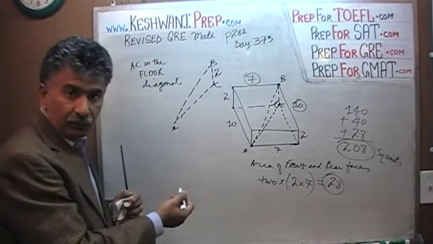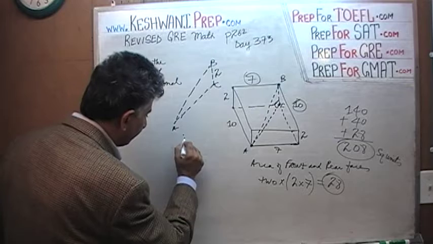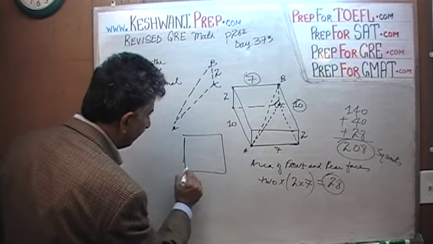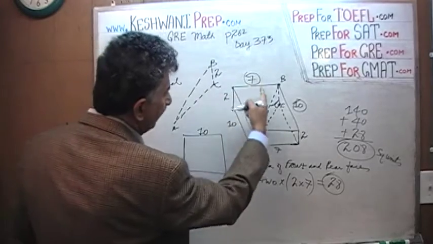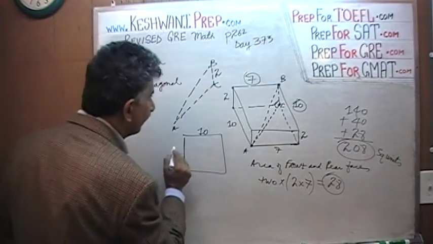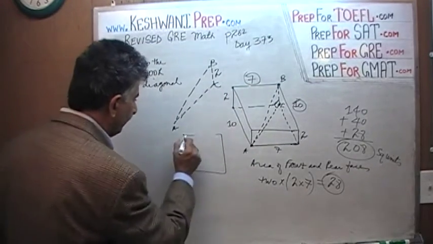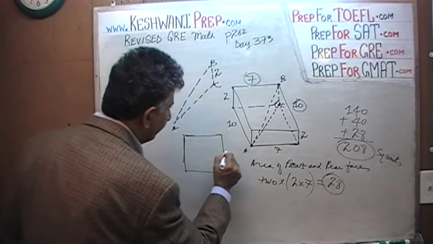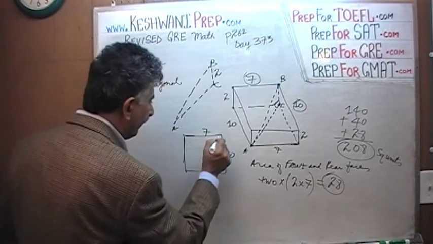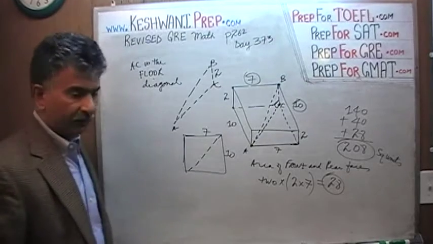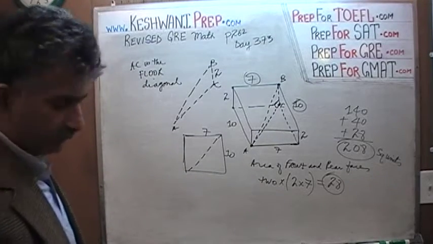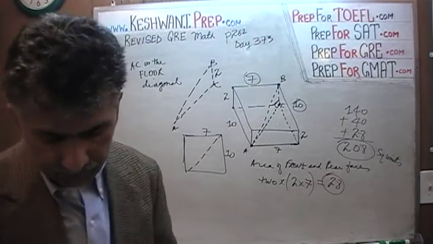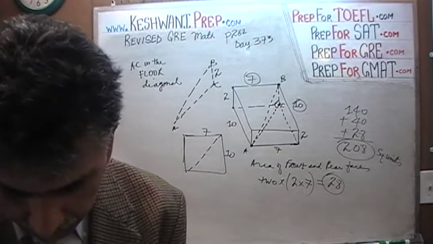So I'm going to draw the floor here. The floor looks like this, obviously. The floor is very simple. The floor is 10 by 7. Let's put it the same way it's supposed to be. Floor is 10 by 7. And this is the diagonal that we're looking for. 10 by 7 is the floor, and the diagonal that we're looking for is the floor diagonal.